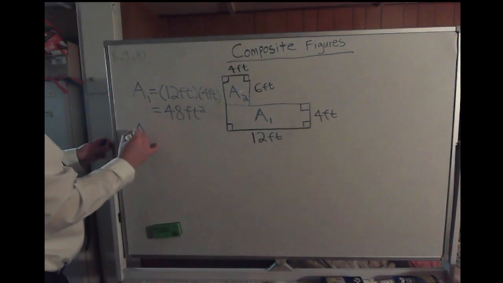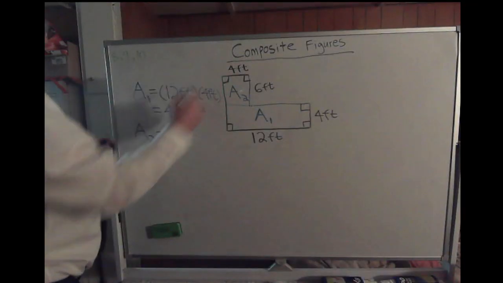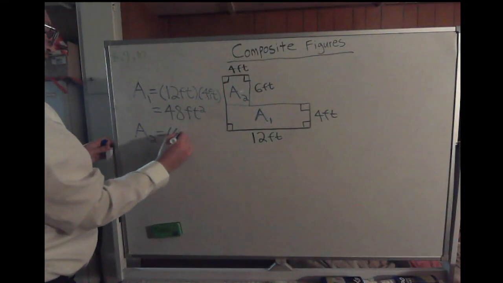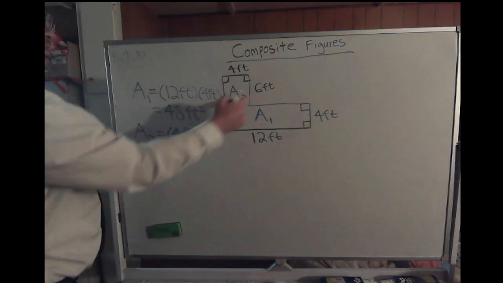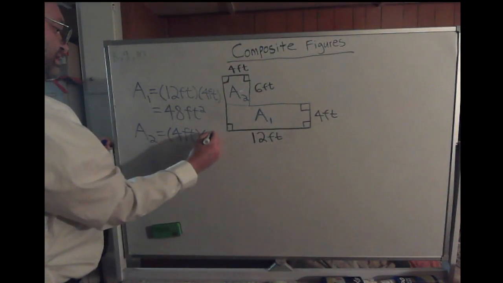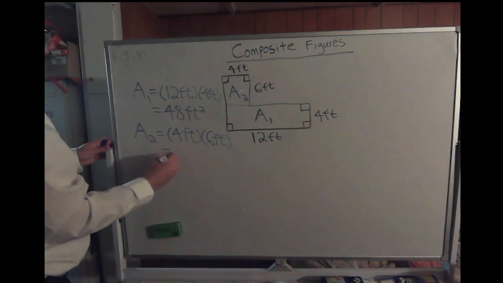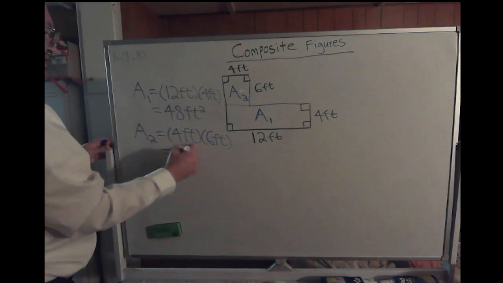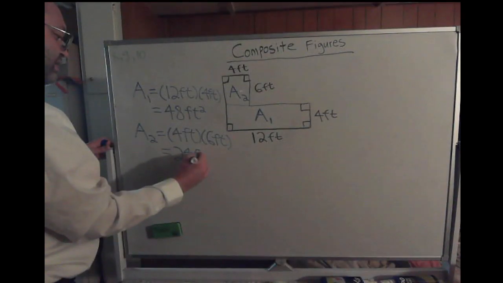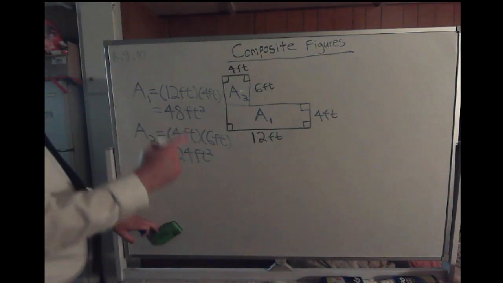Let's find the second area of the smaller rectangle. The smaller rectangle will take that length of 4 feet times the width of 6 feet. Okay, so then we have 4 times 6, well that's 24. Feet times feet, that's feet squared. So we got both areas now.